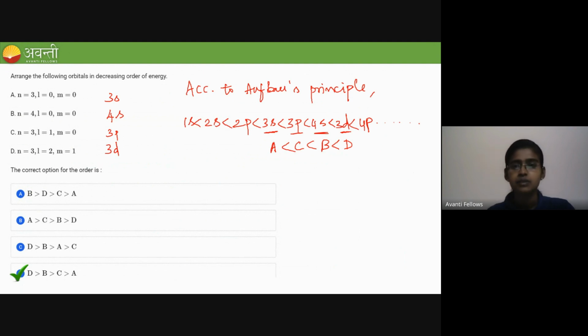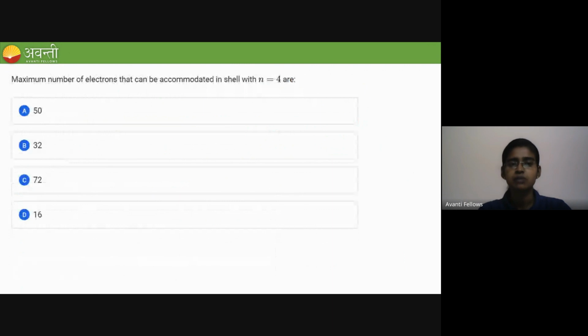Now, coming to the next question: the maximum number of electrons that can be accommodated in the shell with n is equal to 4. So, how to find out the maximum number of electrons that can be accommodated in a shell? In the quantum numbers part, we discussed yesterday, right? To find that, we have to use one formula, that is 2n square. So this is the formula, and here n value is equal to 4. So 2 into 4 square.